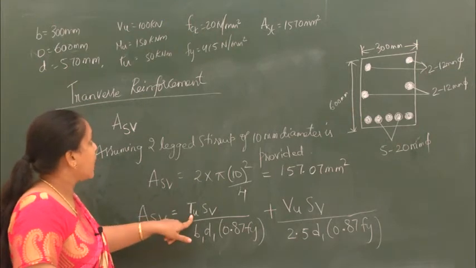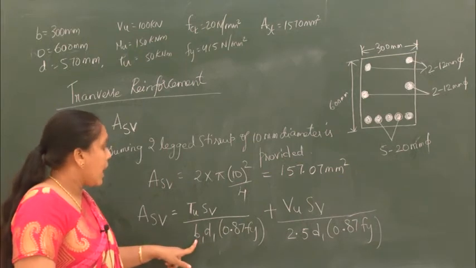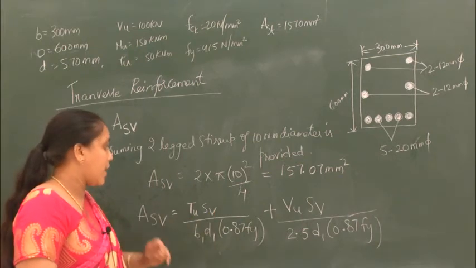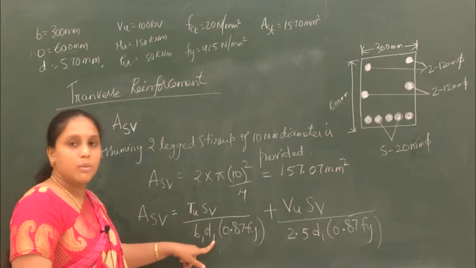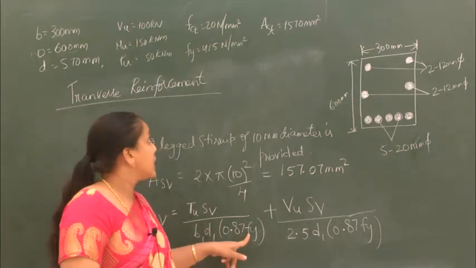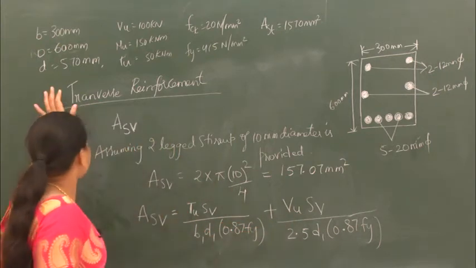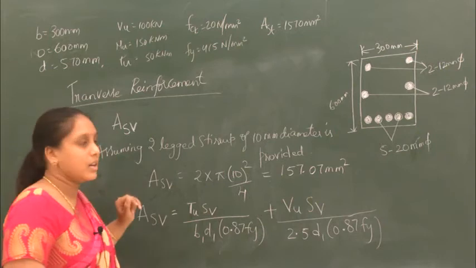So you already know the value of TU. What is TU? TU is 50 kilonewton meter. And SV is what we have to find out. And B1 and D1 are the unknowns that we have to find out. Fy is the grade of steel, which is 415 Newton per mm square. And Vu is the factored shear force, which is given as 100 kilonewtons.